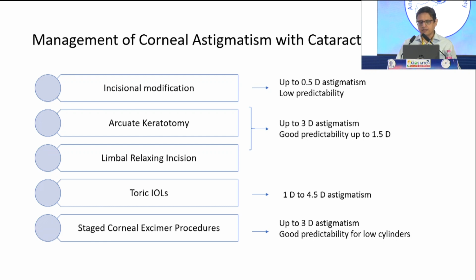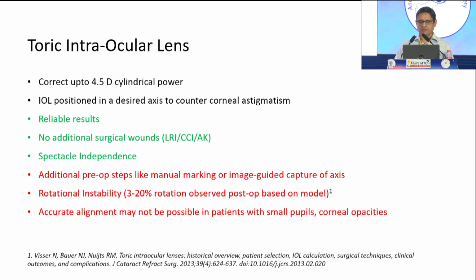Then you have techniques like arcuate keratotomy and LRIs, especially now with femtosecond. These are a good option to treat, again, low to moderate degrees of astigmatism, but the reliability is not as great as toric IOLs, which are now the gold standard or the standard of care for managing any type of astigmatism with cataract surgery. Another choice is a staged corneal excimer procedure. It is very effective in treating any kind of astigmatism post-operatively, and it will also take care of any refractive surprise or even surgically induced astigmatism. But of course, it requires a second surgery, which most people won't like in cataract surgery.